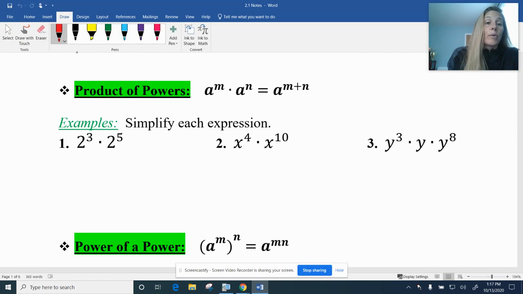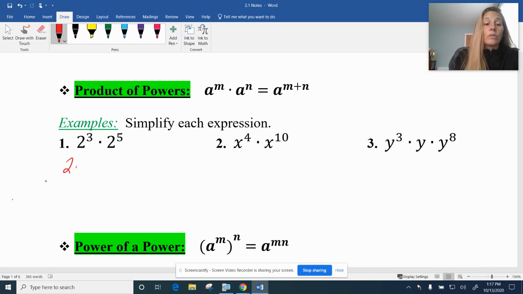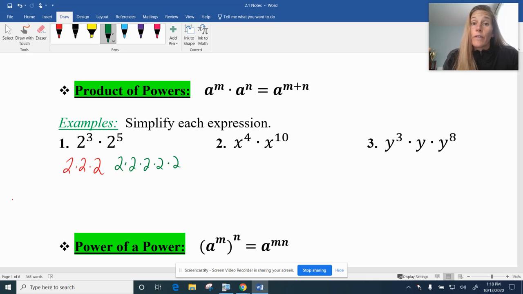So for example, if I were to be doing this problem, I have 2 to the third power, which is really 2 times 2 times 2. And then I'm multiplying that by 2 to the fifth power, which is really 2 times itself 5 times. And therefore, I'm really multiplying 2 by itself 8 times. So my answer there would be 2 to the 8th power. Now, it's a lot quicker to get that answer by simply just adding up those exponents.